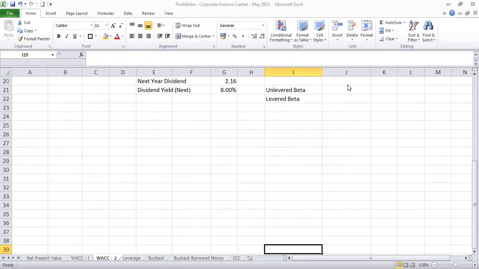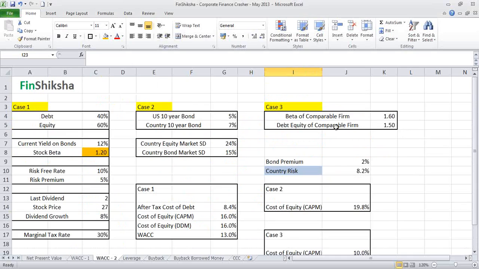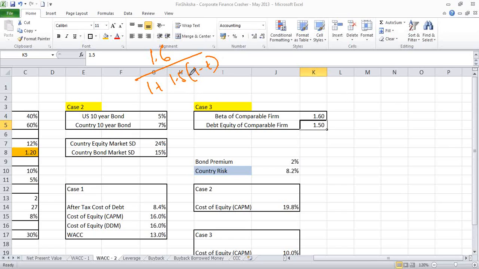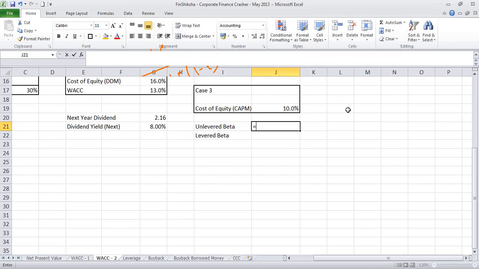So we have a particular firm, comparable firm, whose beta is given to us. That's 1.6. What we also have is that debt equity of this comparable firm is 1.5. So remember the formula. The formula for calculating asset beta will be 1.6 divided by 1 plus 1.5 into 1 minus the tax rate. Correct? Tax rate we'll assume to be 30% here as well. So effectively, if we calculate for this, we will get the unlevered beta of the comparable firm.